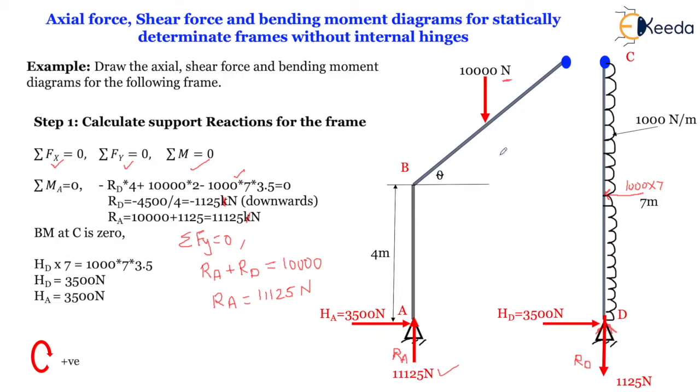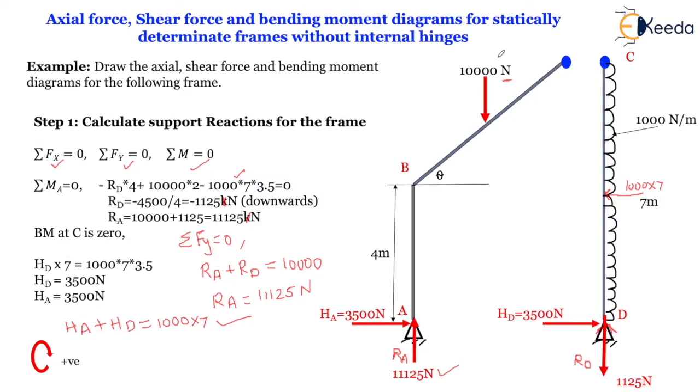Okay, we have our particular equation HA plus HD equals UDL, because that is also acting in the horizontal direction. We can write here HA plus HD. Suppose this is the positive direction, HA is positive and HD is negative, or I can simply write it on the other side of the equal sign as 2 into 7. So this is my one equation.